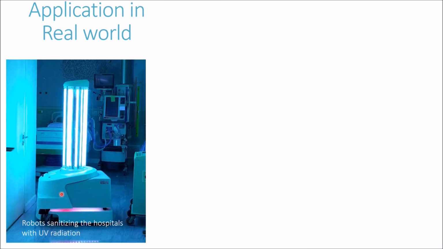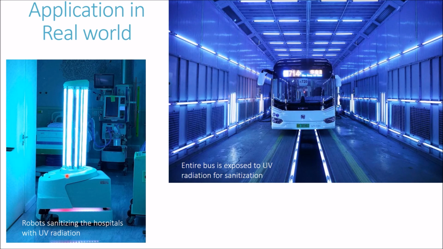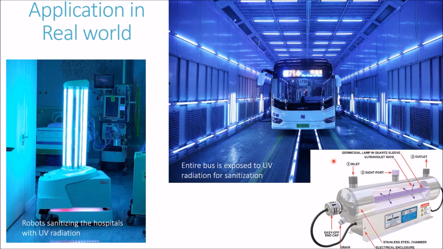Okay, let's get into the real world application. This is a real world application where UVC lights have been deployed on a robot to sanitize hospitals. In this corona period, UV radiation is even deployed in a tunnel where the entire bus is getting sanitized, and of course UV radiation has been used for a very long time for purifying water. So these are some of the real world applications.